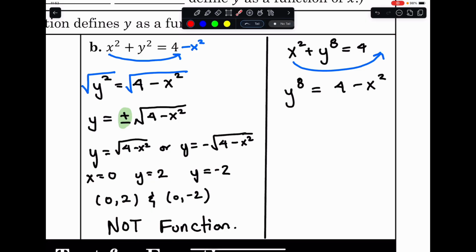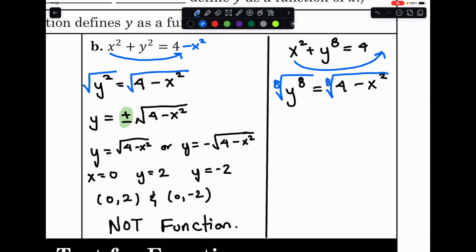So to get rid of this power, again, to get rid of any power, we always simply take a root of that index. So here, I'm going to take a root of index 8. So not the square root, but the 8th root. And I'm going to do the exact same thing to the right side of the equation. Now again, because I'm taking an even root, this is going to obviously cancel out, and we're going to end up only with y. But on the right side, yet again, we're going to get this possibility of a positive and negative 8th root of 4 minus x squared.